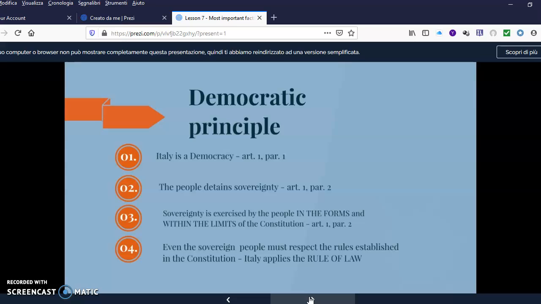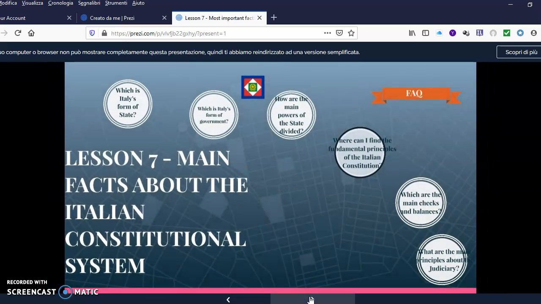Sovereignty is exercised by the people in the forms and within the limits of the Constitution. So, according to Article 1, paragraph 2 of our Constitution, even the sovereign people must respect the rules established in the Constitution. Italy applies the rule of law, which we will see has been stated for the first time in a written document in the Magna Carta Libertatum. So Italy's form of state is a democracy.